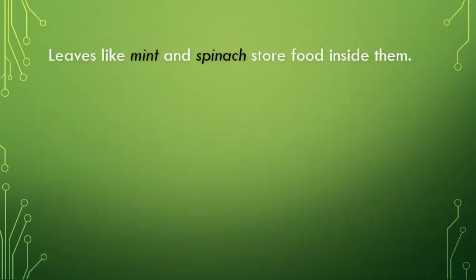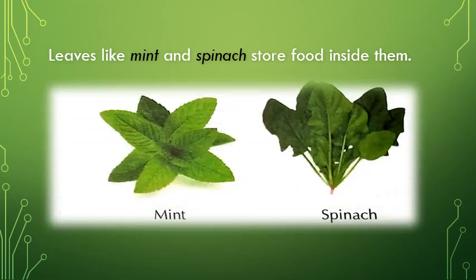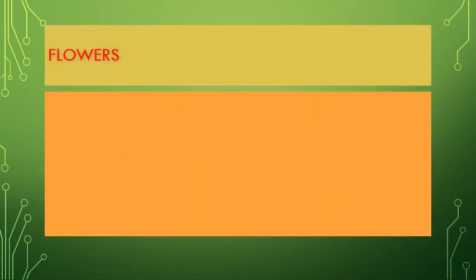Some plants like mint and spinach store food inside them. We eat these leaves to get nutrition. Now, let's highlight the most attractive and beautiful part of the plant, that is flower.